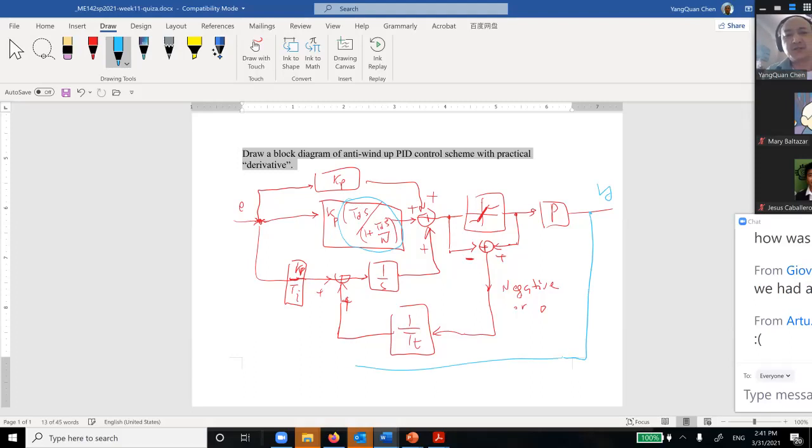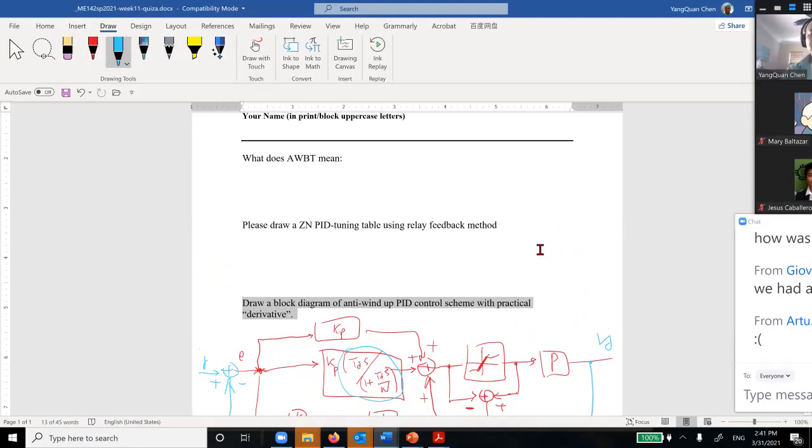You can also make the whole control system here. This is your reference. This will solve the problem here, right? So you simply say anti-windup, and you know how to do it.